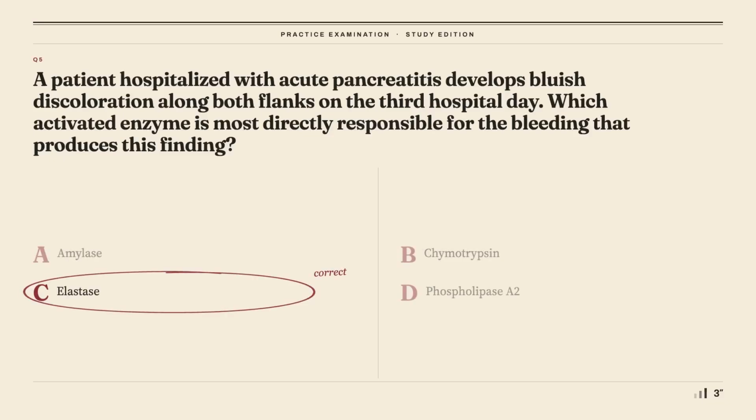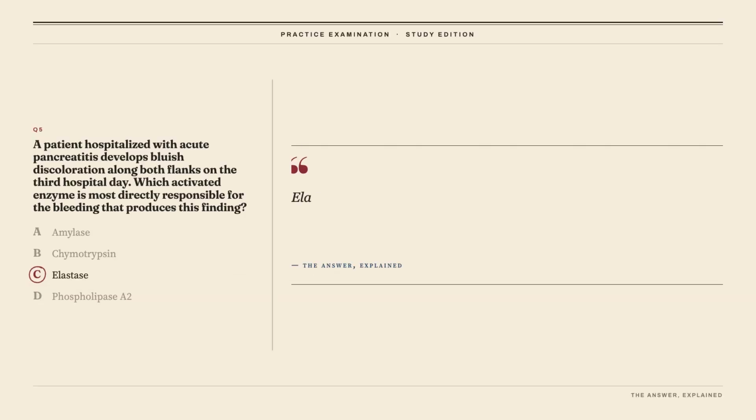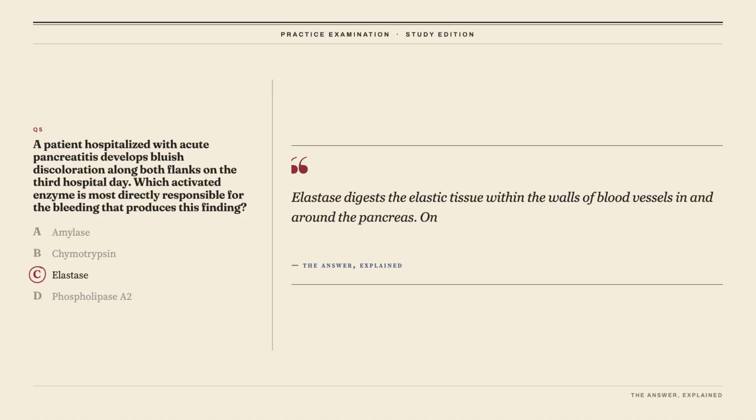The correct answer is C. Elastase. C is correct because elastase digests the elastic tissue within the walls of blood vessels in and around the pancreas. Once those vessels lose structural integrity, blood escapes into the retroperitoneal tissues and tracks to the flanks, producing Grey Turner's sign. This is the mechanism behind hemorrhagic pancreatitis.